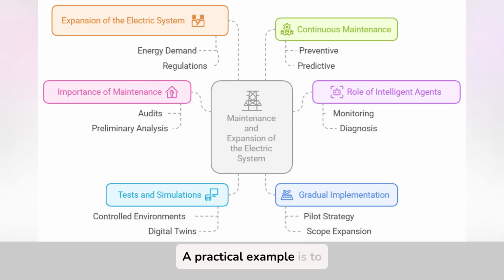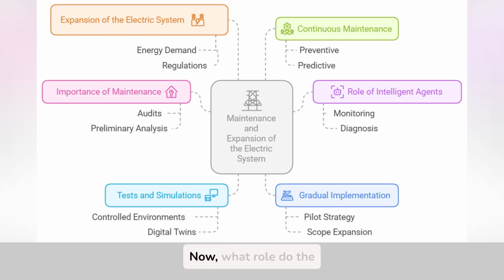A practical example is to use thermography to detect hot spots that could lead to a breakdown. If we have the thermography previously performed, we could analyze the evolution of that hot spot. This not only guarantees service continuity, but also optimizes resources by prioritizing maintenance according to criticality. Got it. Now, what role do the intelligent agents you mentioned at the beginning play?